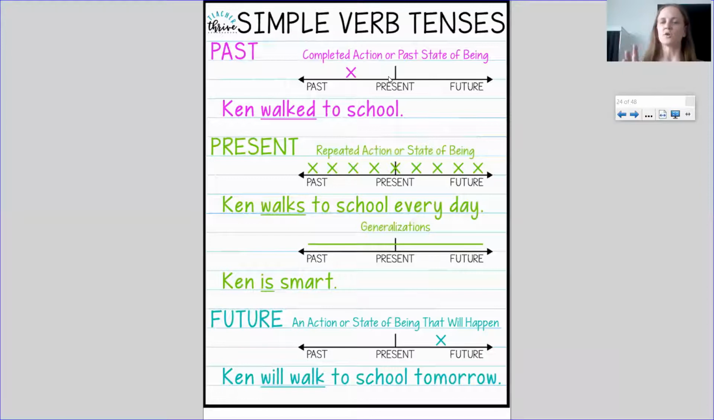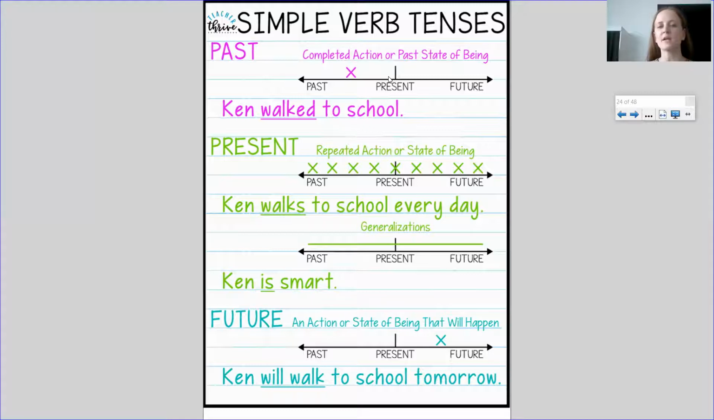So I'm going to go through two little charts like this that may help when you are writing. This is just a quick explanation of the simple verb tense when we're writing. We've got past in pink, present in green, and the future tense in blue. So past is when you have completed an action or the past state of being. So it has already finished. So you would say Ken walked to school. If it is in the present tense, it's a repeated action, so it's something that's happening again, or a state of being, you would say Ken walks to school every day.